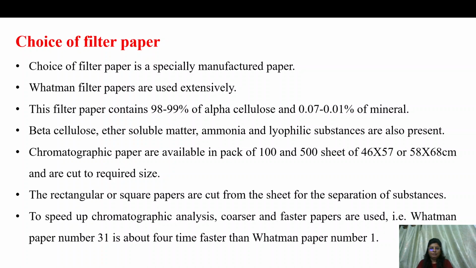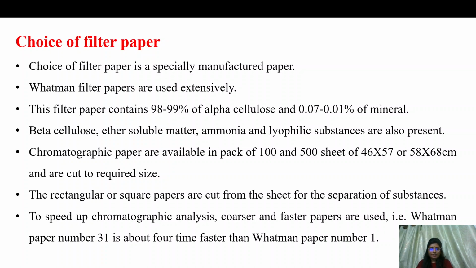Then the dimension of the paper should be 46 to 57 and 58 to 68 centimeter, and each packet contains 100 to 500 sheets. So you can cut that chromatographic paper according to whatever size you require. Basically we will cut it into rectangular or square paper.